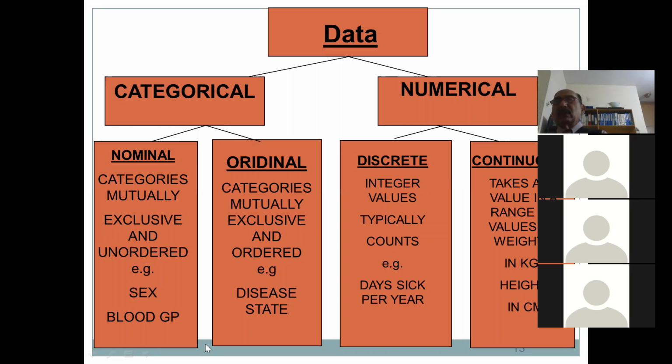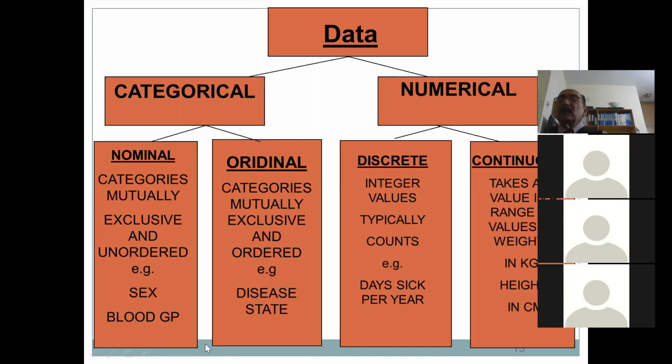Nominal data just have names. It has no order. For example, gender may be male, female. Blood group may be A, B, O, AB. There is no order in it. Similarly, marital status may be single, married, divorced. There is no order in it. Whereas ordinal data has order in it. For example, stages of disease may be first, second, third stage of disease. Similarly, degree of pain may be mild, moderate, severe. When there is order, it is called ordinal data. So these are the two types of categorical data.